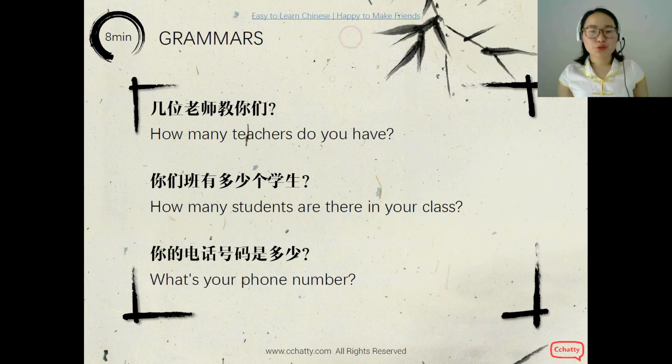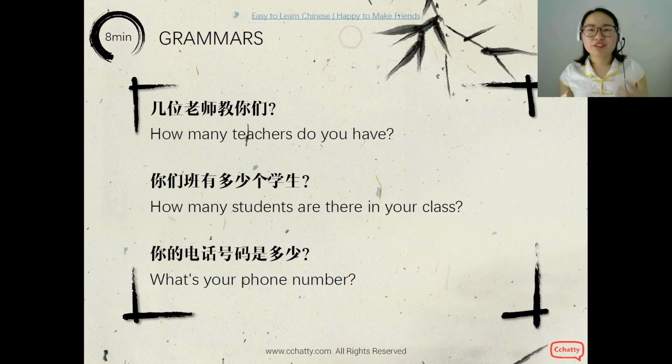How many teachers do you have? 几位老师教你们？Follow me again. 几位老师教你们？几位, 几 and 位, is a measure word showing respect for people. How many teachers teach you? 教你们.